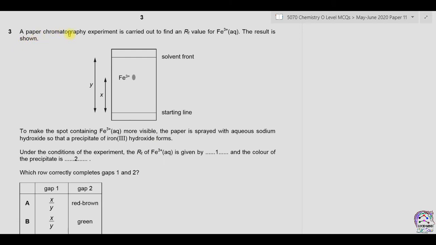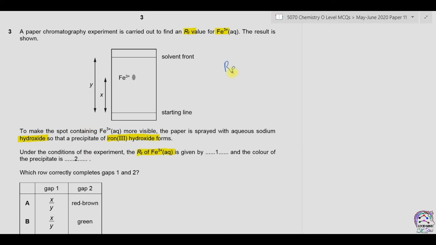Question 3. A paper chromatography experiment is carried out to find an RF value of iron plus 3. The result is shown. This is the experimental diagram. To make the spot containing iron plus 3 more visible, the paper is sprayed with aqueous sodium hydroxide, so that the precipitate of iron 3 hydroxide forms. Under the conditions of the experiment, the RF of iron plus 3 is given by dash and the color of the precipitate is dash. So we have to find the RF value.